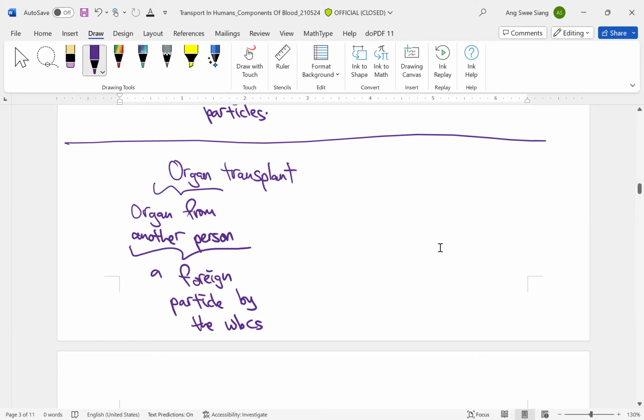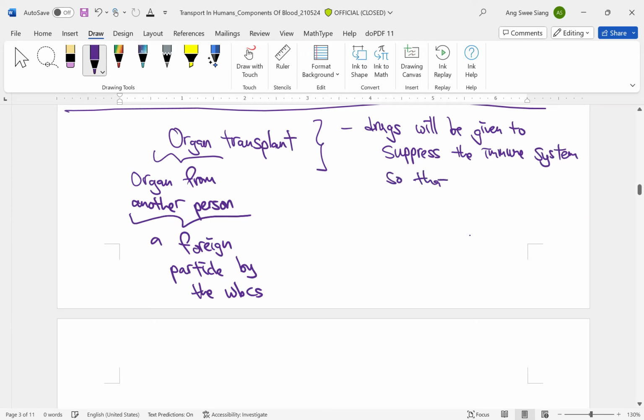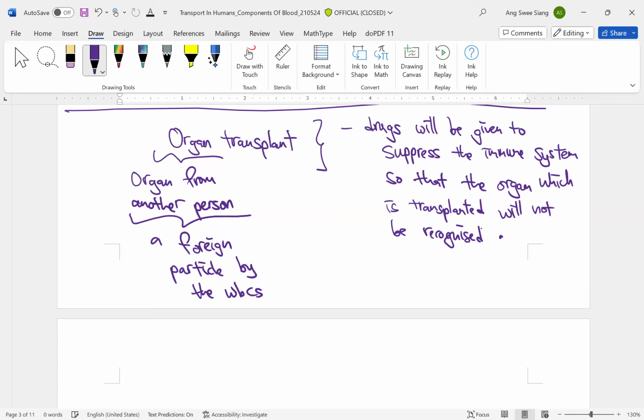So during organ transplant, drugs will be given to suppress the immune system, so that the organ which is transplanted will not be recognized as foreign and get rejected.